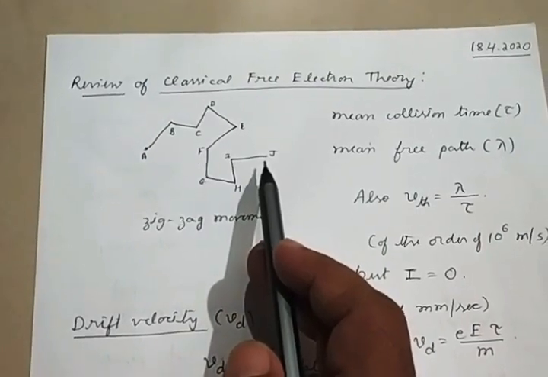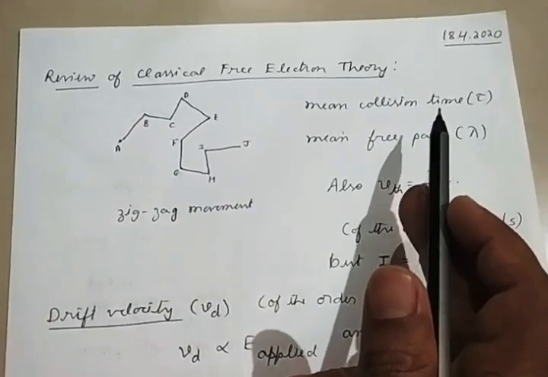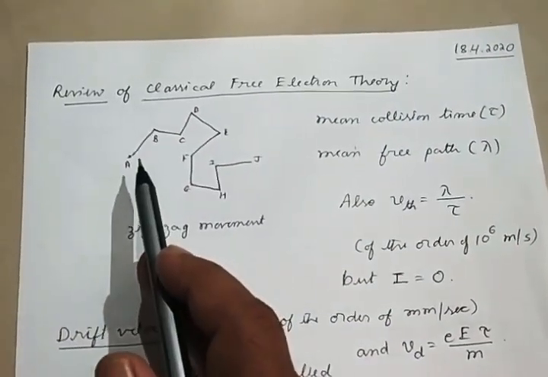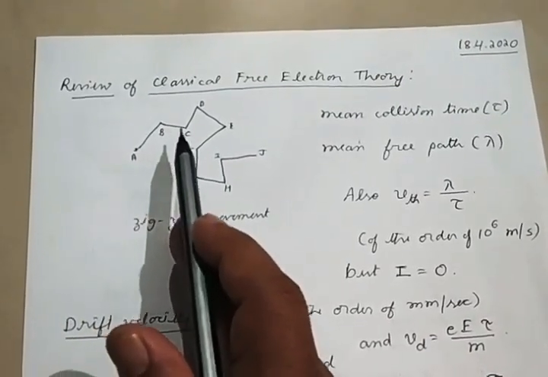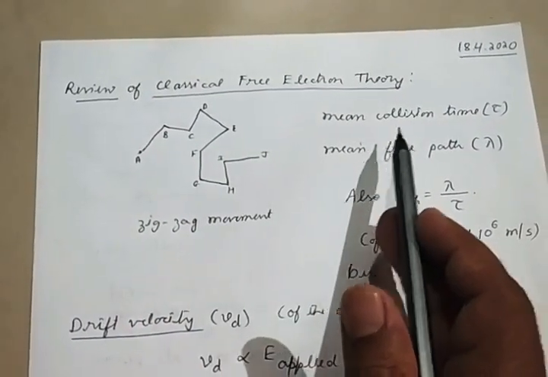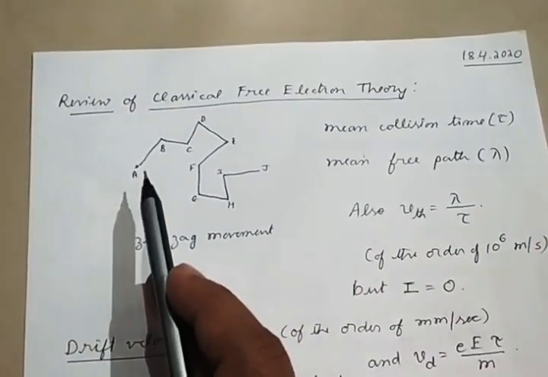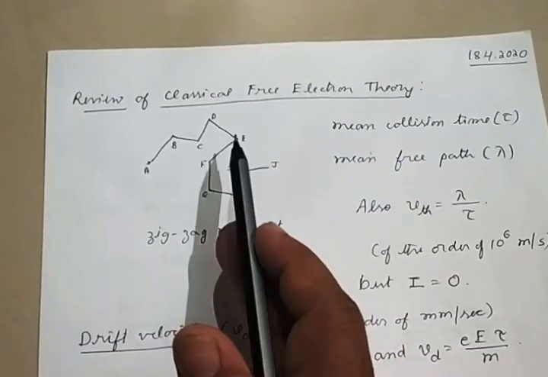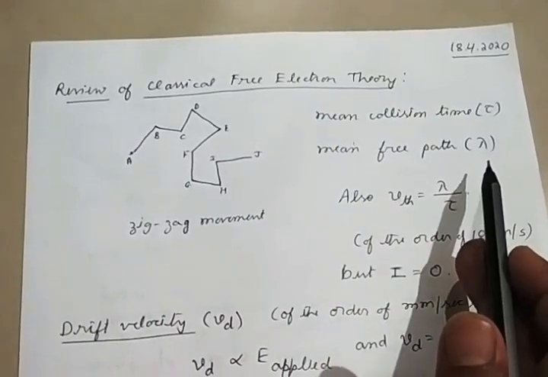Now we can use some terms for this zigzag movement. One is the mean collision time tau and another is the mean free path. If you look at the random movement, the time interval between two successive collisions, if we take the average of that, is called the mean collision time, which we represent by the symbol tau. Similarly, if we take the distance traveled between two successive collisions and take the average of that, it is called the mean free path lambda.